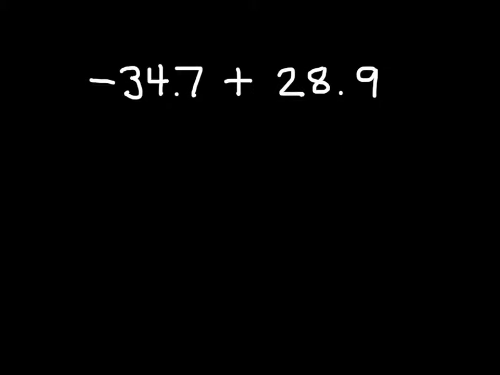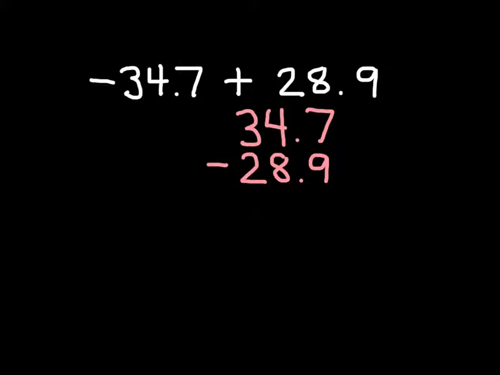Alright, here we go again. We're adding a positive and a negative. Line up your decimal points, and we're going to subtract 34.7 minus 28.9. We can't take 9 from 7, so we're going to borrow from the 4 and make it a 3. Let's make the 7 17.